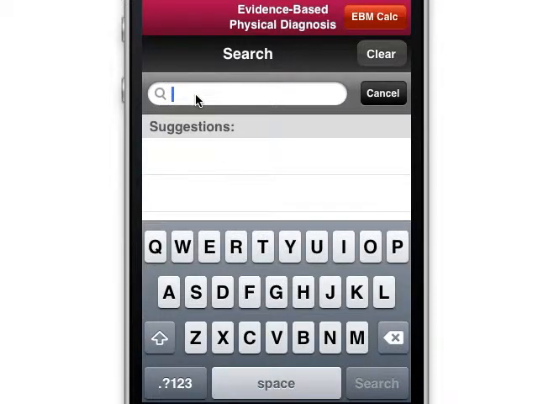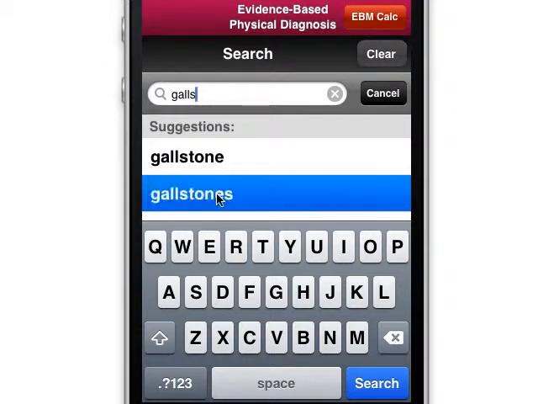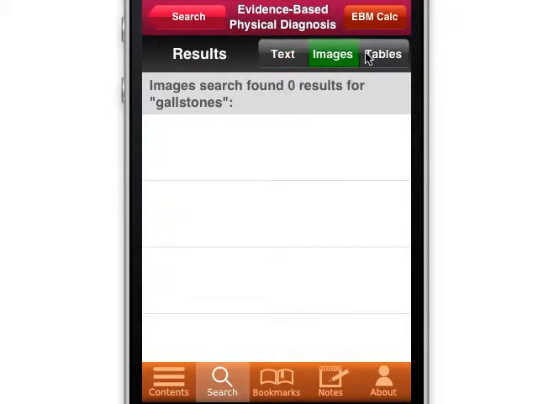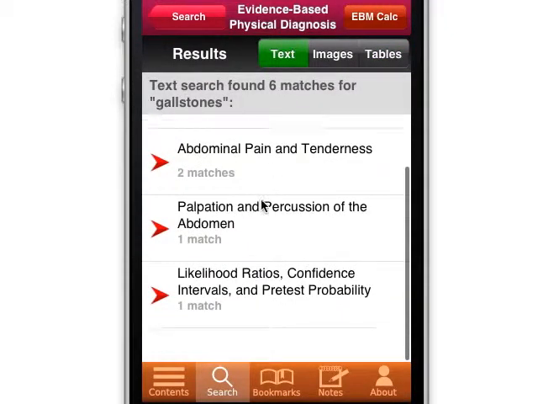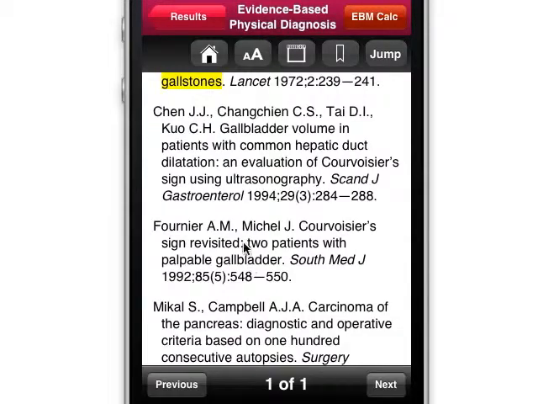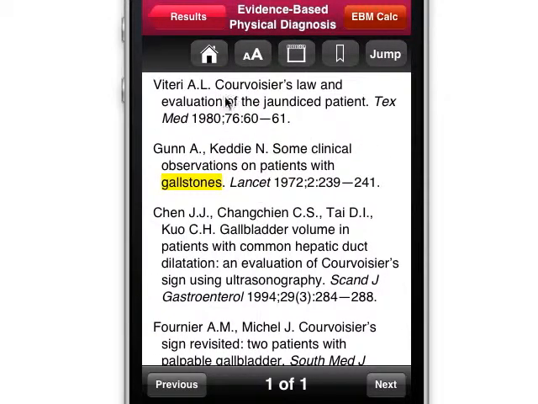Let's say we're going to pick something else. Maybe we're looking at something like gallstones. So let's see. We could try gallstones like this. And there we go, gallstones or gallstone, either way. And now we can get information. And sometimes there won't be an image or a table, but there may be plenty of text about here's palpation and percussion of the abdomen, and telling us about the use of gallstones.